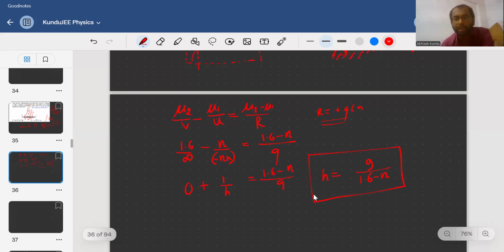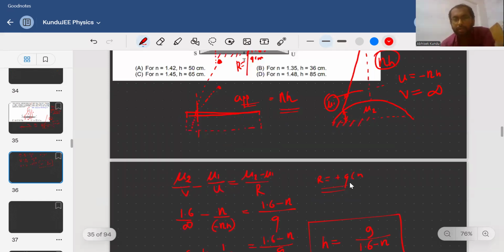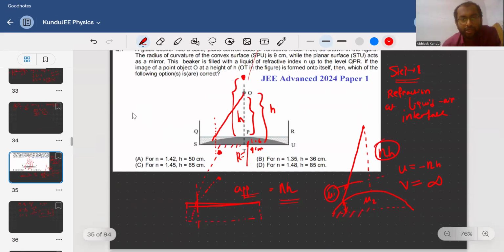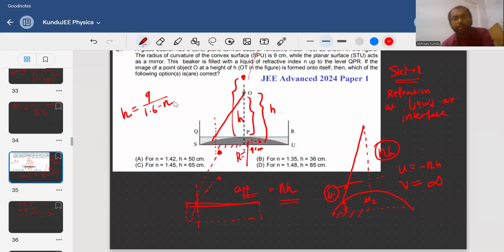Right now, from the options, we'll try to put the value of n and get h. It is given that for n equal to 1.42, H is equal to 9 by 1.6 minus n. So if I put n equal to 1.42, at the denominator we get 1.6 minus 1.42, that means 0.18. If we divide 9 by 0.18, we will get 50. H equals 50. So that means option A is correct.